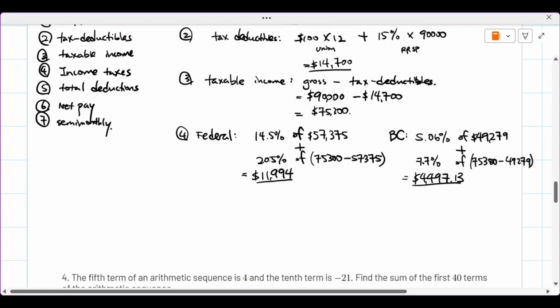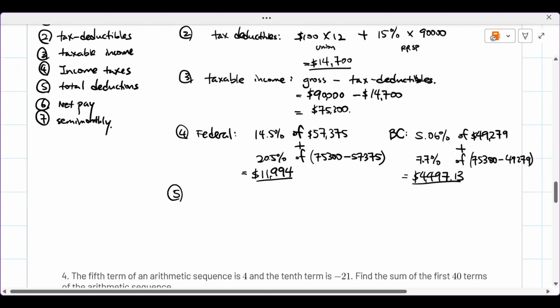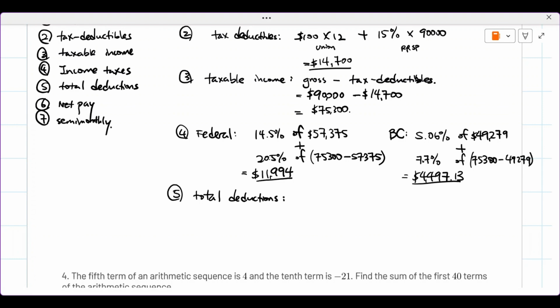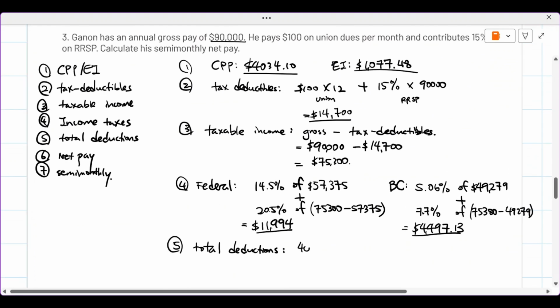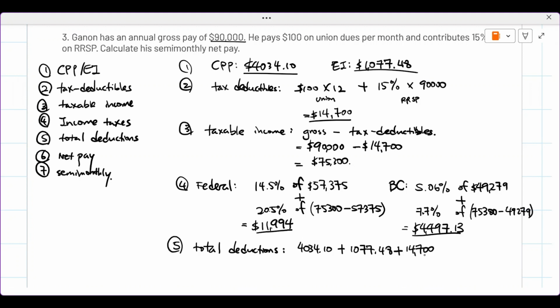Now it's time to find the total deduction. To find the total deduction, we need to add every single deduction. Total deduction is going to be, first, the CPP of $4,034.10 plus the EI of $1,077.48 plus the tax deductibles of $14,700, that's including the union dues and the RSP, plus the federal income tax of $11,994, plus the BC provincial tax of $4,497.13.